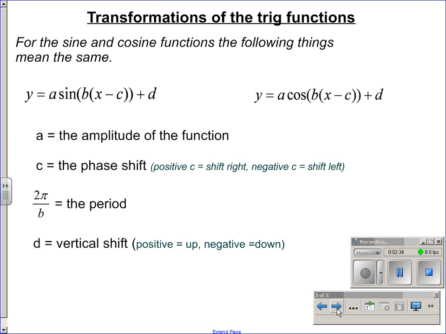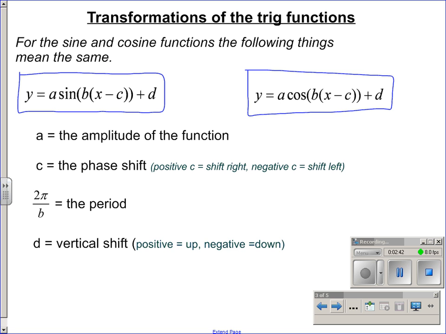What we're looking at is the transformation of the trig functions. We are just talking about sine and cosine. This equation and this equation are exactly the same thing. The only difference is the trig function, sine and cosine. But these other values, a, b, c, and d, all mean the exact same thing for the sine or cosine graph. A is the amplitude. So when you see that number a out in front, like if we had 5 times the sine of x, our amplitude is 5.